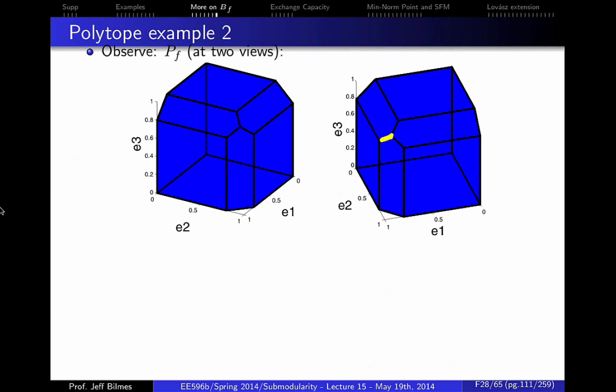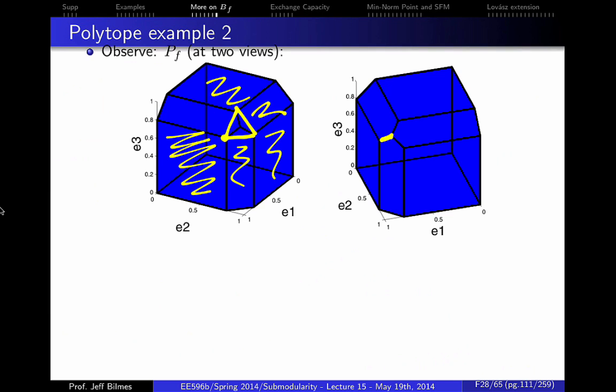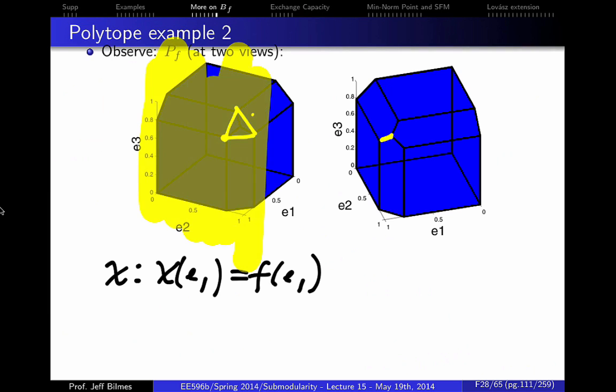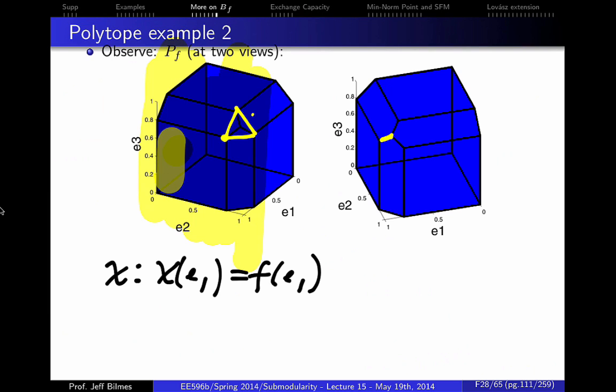So think about it. Let me just put this triangle back. Not erase so drastically. So let's do an example. x such that x of E1 is equal to f of E1. What's that? That's basically this guy. In other words, this bit here is what that corresponds to. We're extending that everywhere. That's what that line is. Are we intersecting the base? Yes. What about another one?